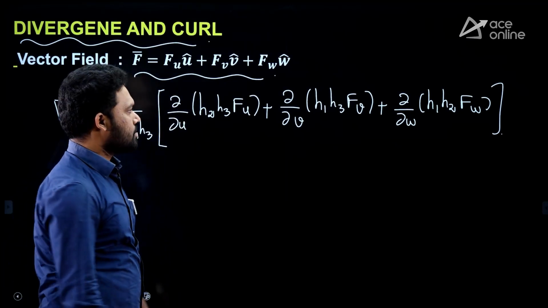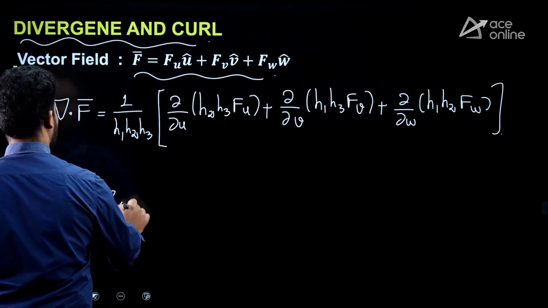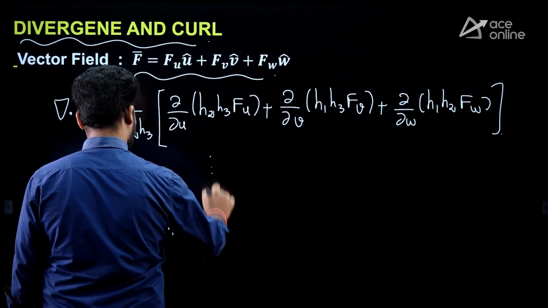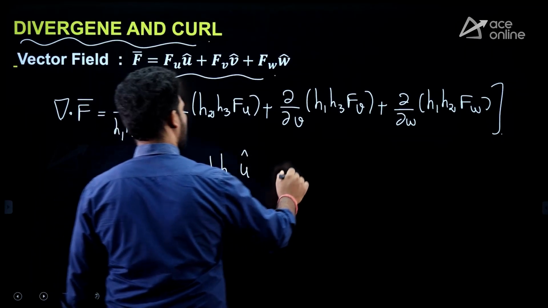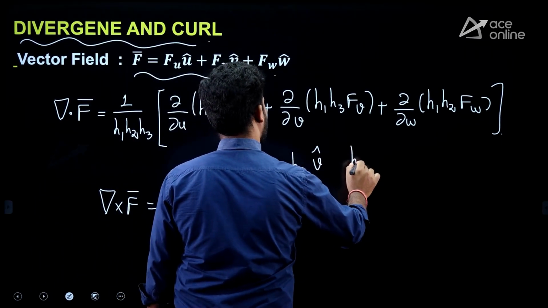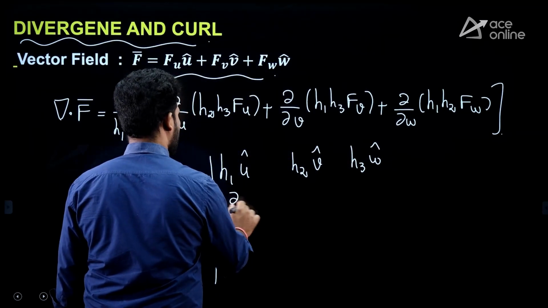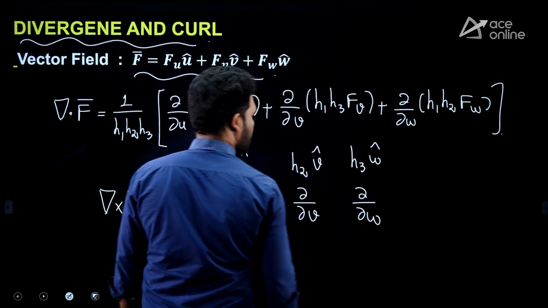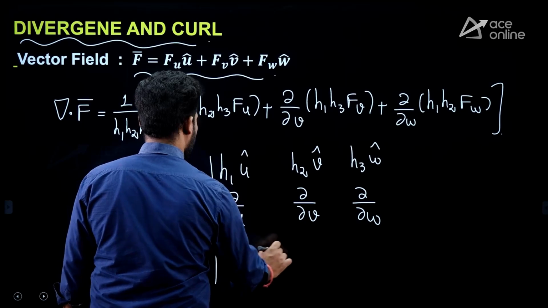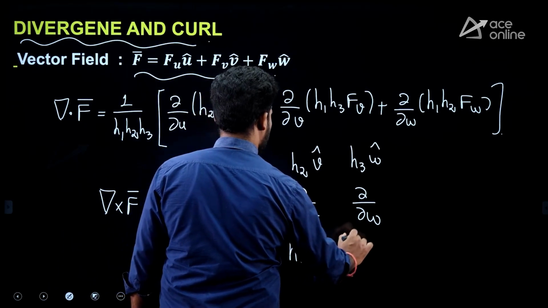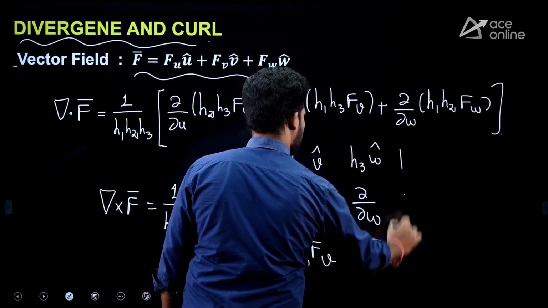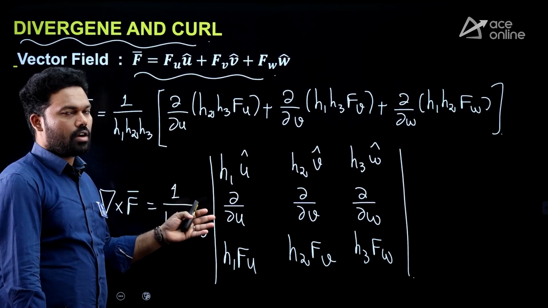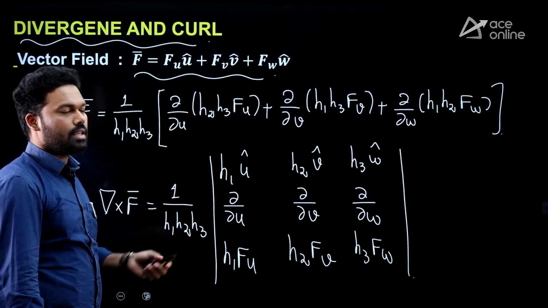Clear, guys? Fine. Then what happens to the curl? Curl of f is equal to 1 divided by h1 h2 h3 times the determinant with rows h1 u cap, h2 v cap, h3 w cap; ∂/∂u, ∂/∂v, ∂/∂w; and h1 fu, h2 fv, h3 fw. So these are the standard forms for the divergence and curl. You can expand these accordingly for Cartesian, cylindrical and spherical.